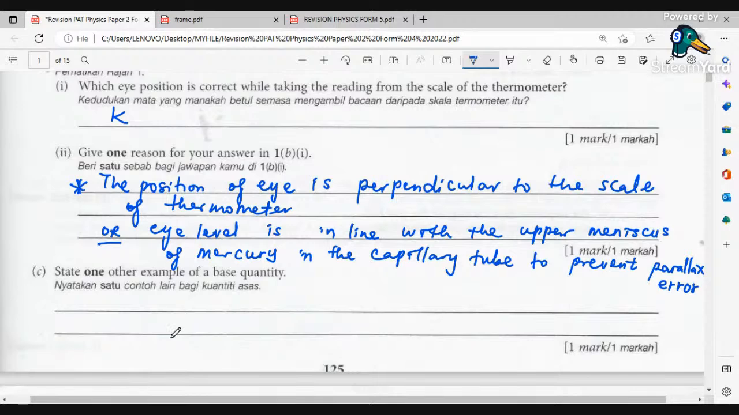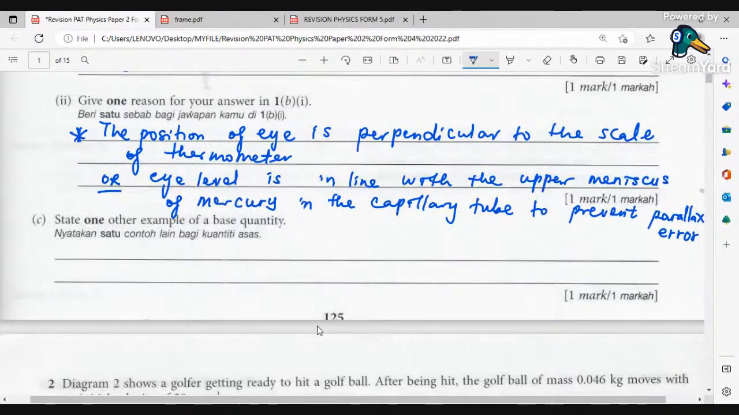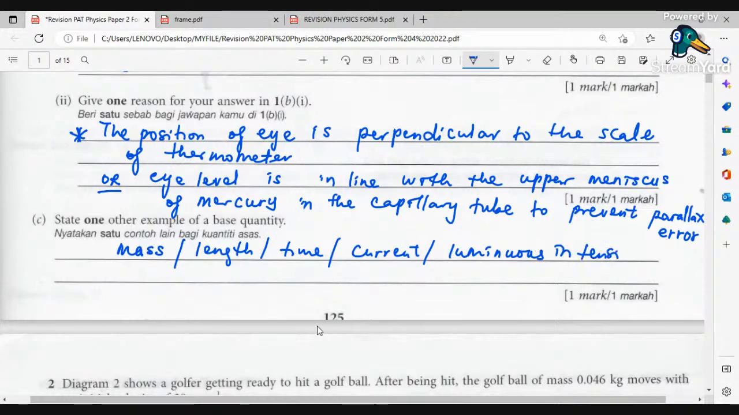Okay? C, state one other example of a base quantity. We have 7, just simply write one. Mass, length, time, current, what else? Luminous intensity, amount of matter, mole. We have 7, right?